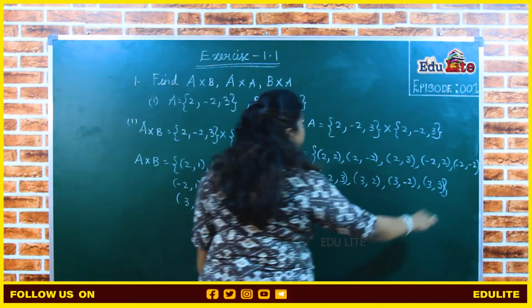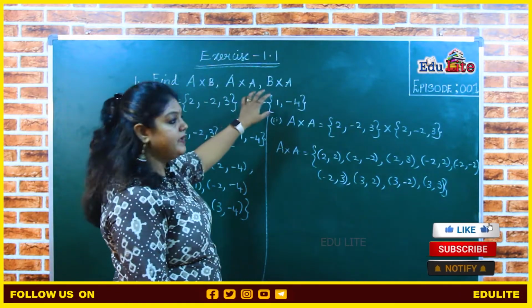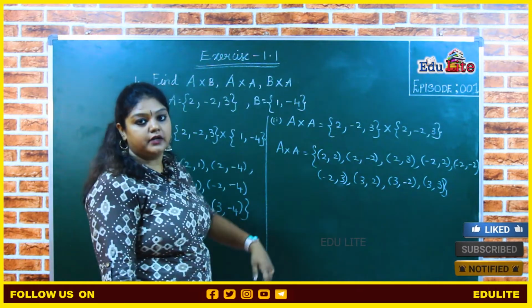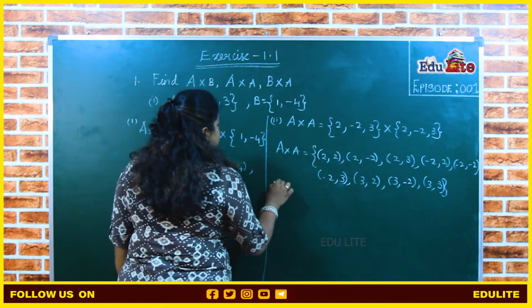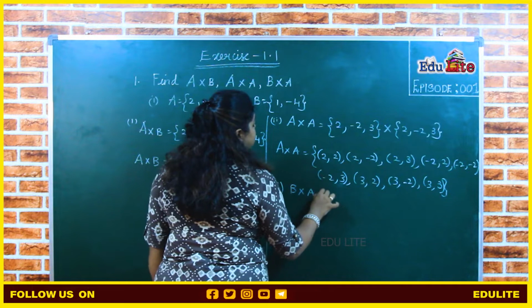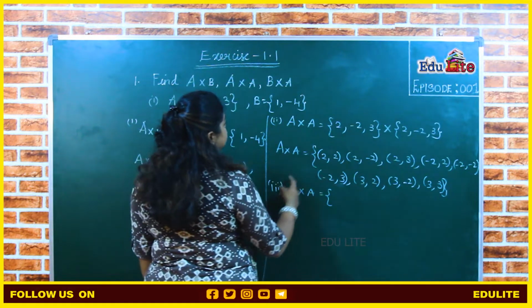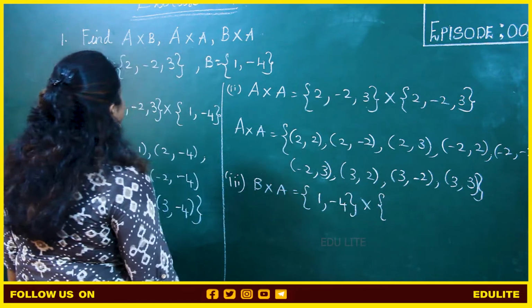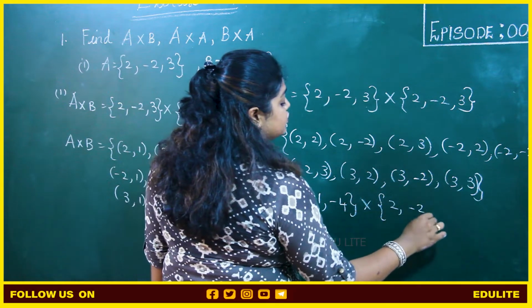So we have found two parts for these sets A and B, which are A cross B and A cross A. Finally, we have to find B cross A. The third part for this set is B cross A, where B equals {1, -4} cross the set A, {2, -2, 3}.